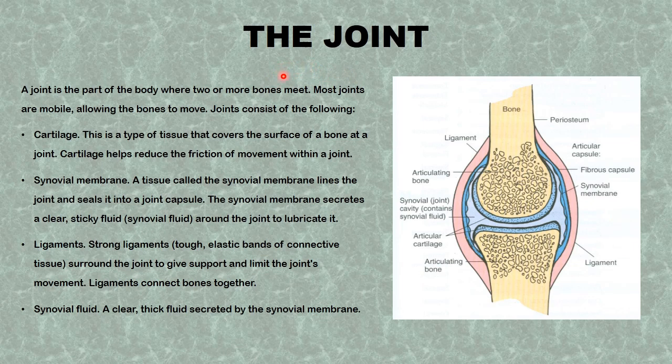What is it? A joint is the part of the body where 2 bones meet. Most joints are mobile, allowing the bones to move. Joints consist of the following.